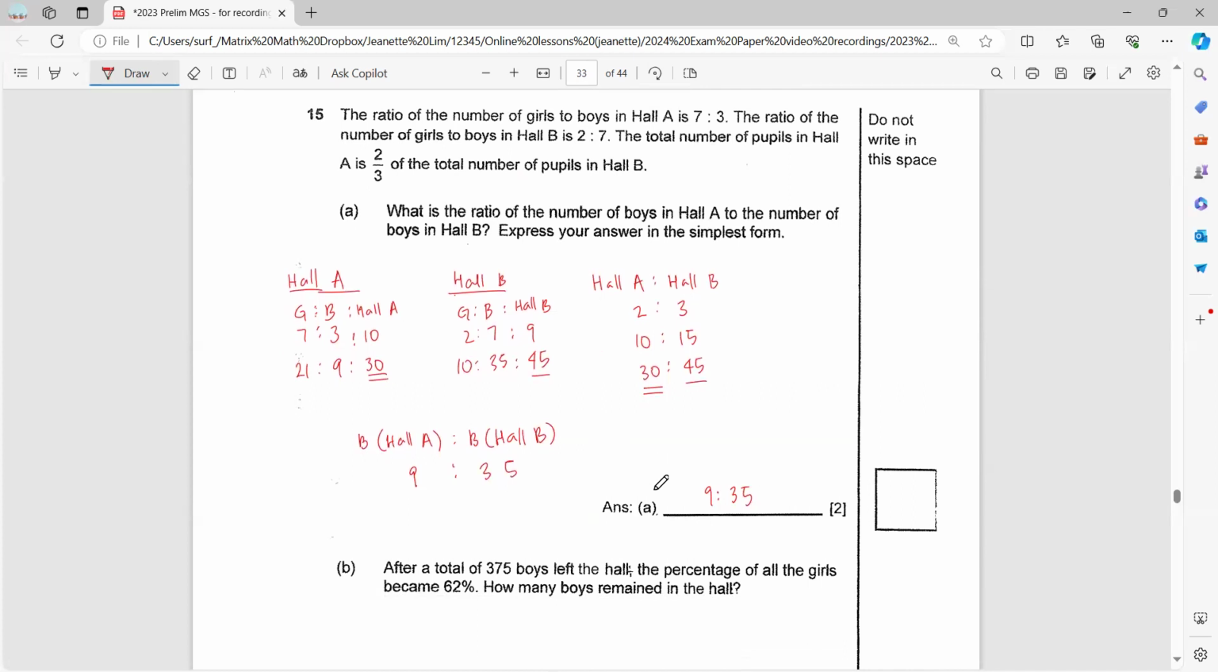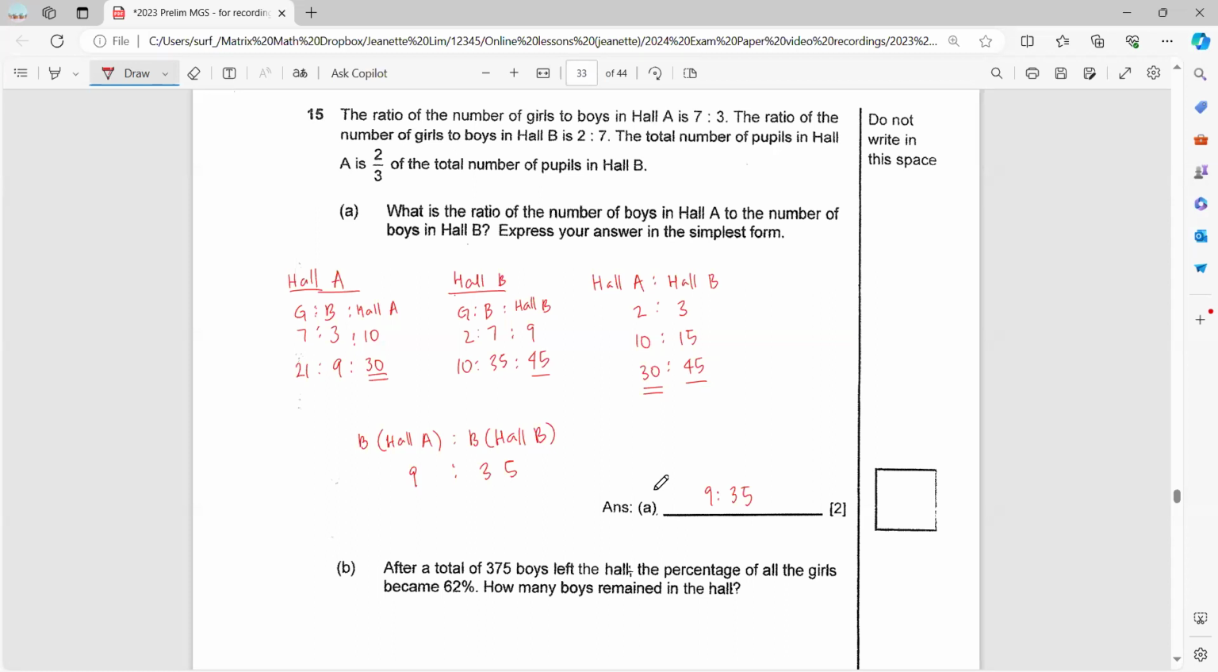Now, take note that the total number of girls will still remain the same because it's the number of boys that left. So although the percentage of girls has changed, right? The number of girls will not change.